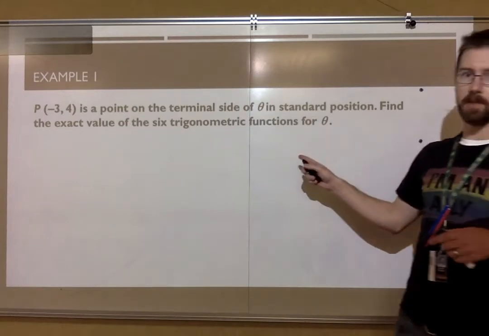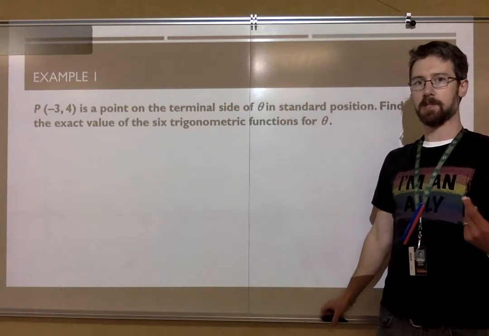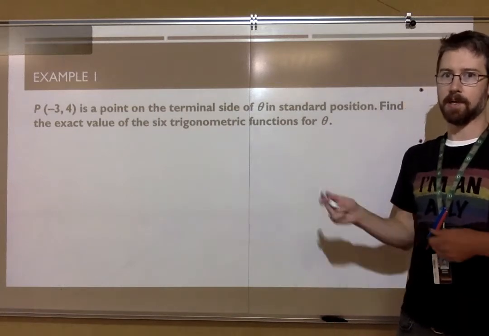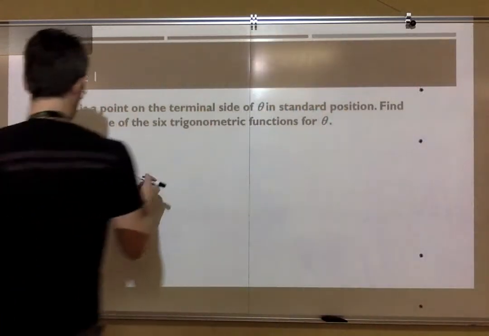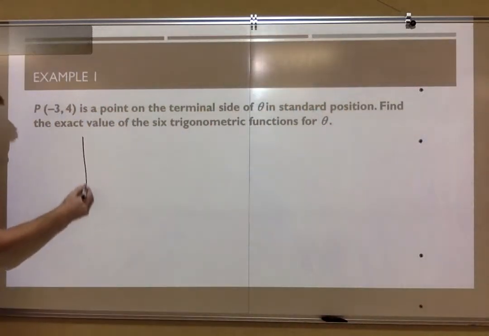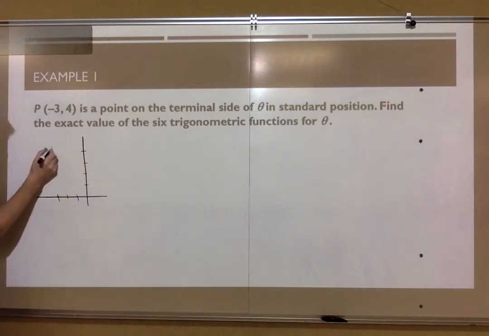Alright, so first example looks like this. -3,4 is our point. We want to come up with our 6 trig ratios based off of that point. The first thing that we're going to do is to graph this point. So just graphing an xy point, you've done it 1,000 times.